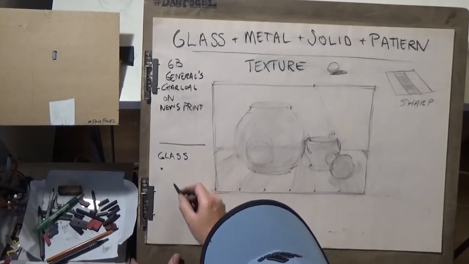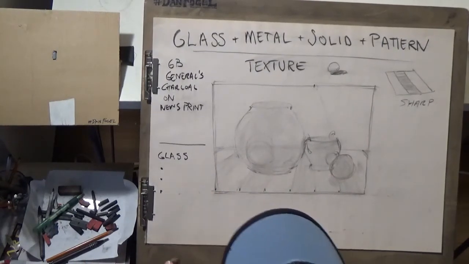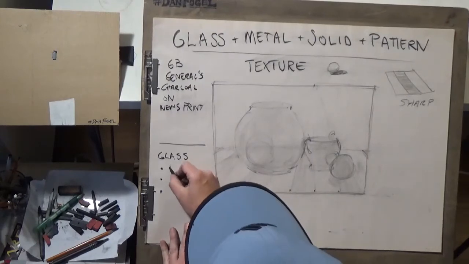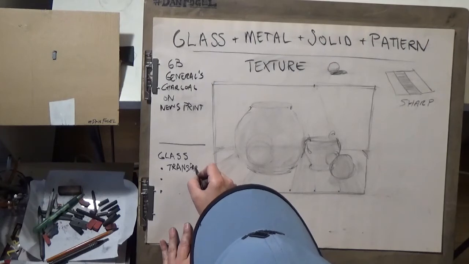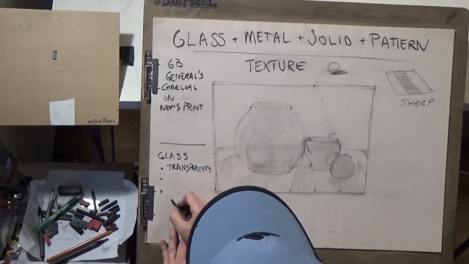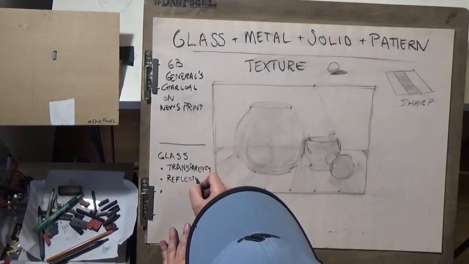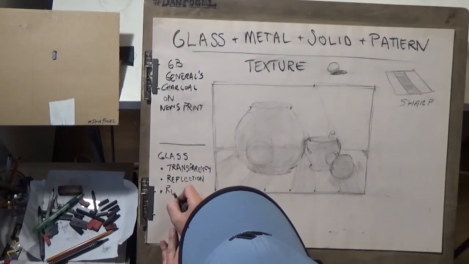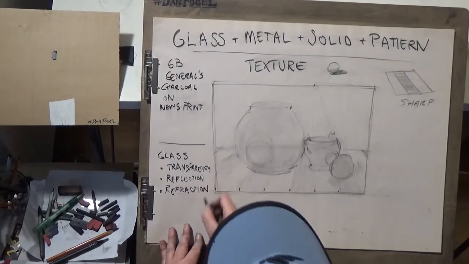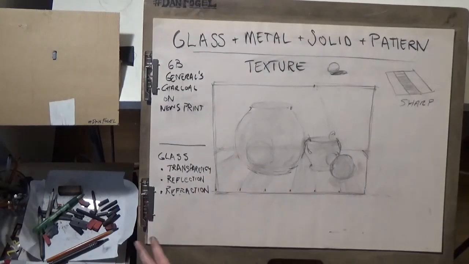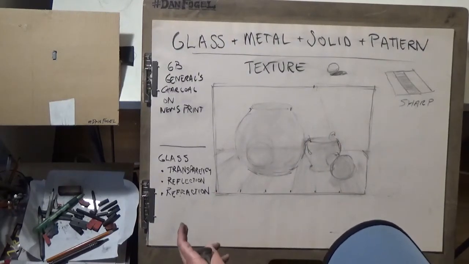Glass has three main traits that I want to teach you to look for. Transparency, reflection, refraction. If you can identify those things and understand what they are, you'll start to be able to depict glass very, very convincingly.